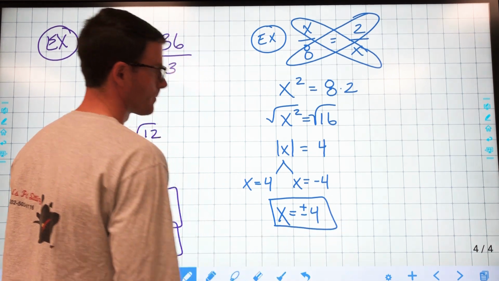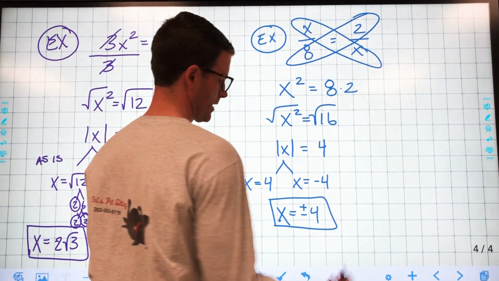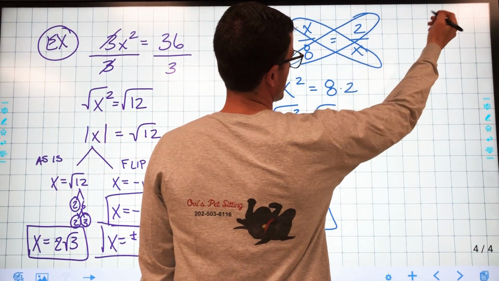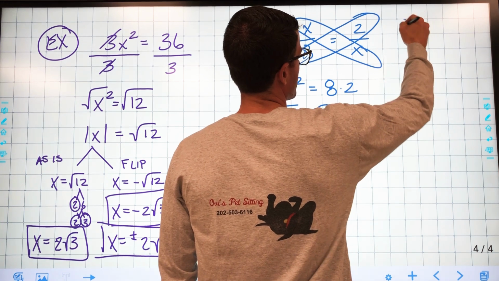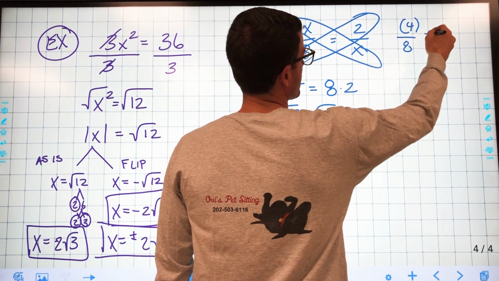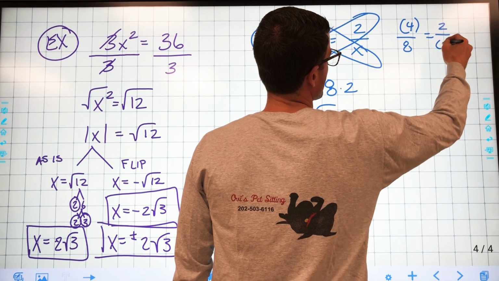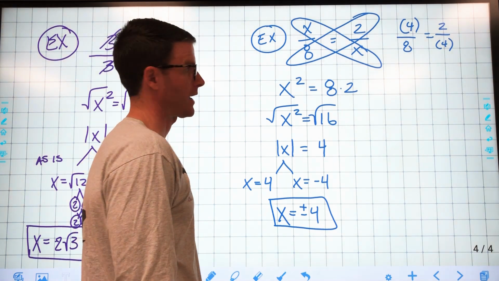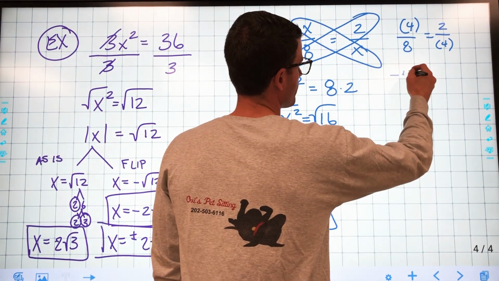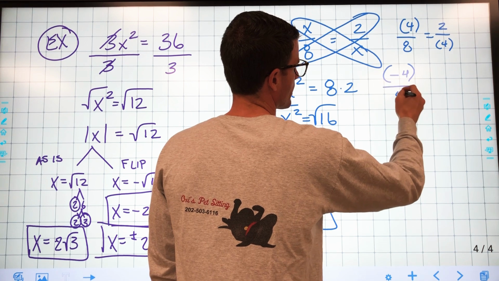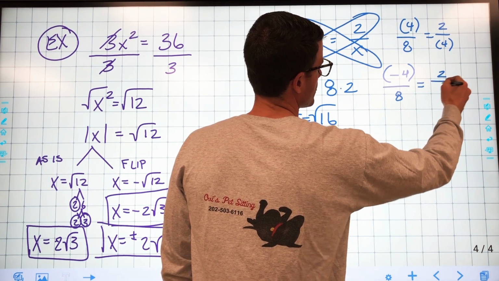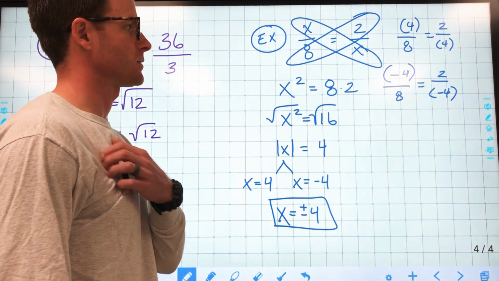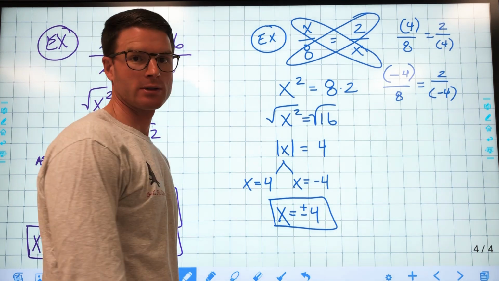And let's go ahead and check this one. All right, so I can check by plugging my answers in for x. So let's say I want to do positive 4. So that would be 4 over 8 equals 2 over 4. And I know that that's true. Both of those fractions are equal to 1/2. So that works. How about -4 over 8 equals 2 over -4. Again, now both of those fractions are equal to -1/2, so that works as well.